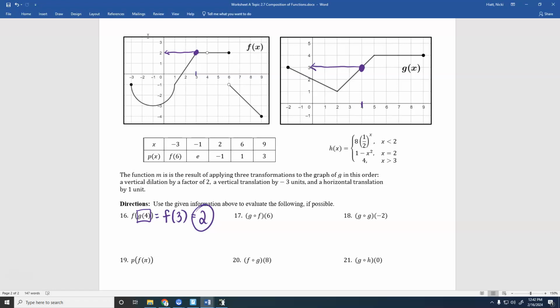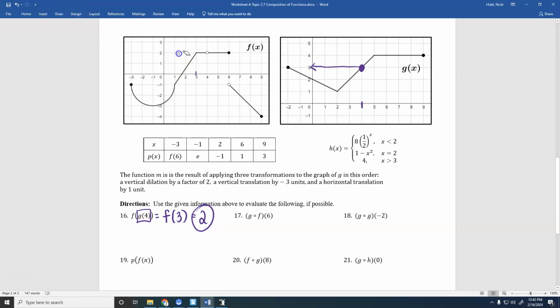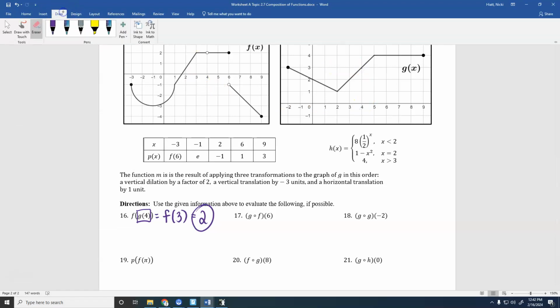I believe you did some of this on Delta Math, didn't you? Yeah. Okay. Now, what you probably didn't see on Delta Math, I don't think they had tables on Delta Math, but tables are pretty straightforward for that.